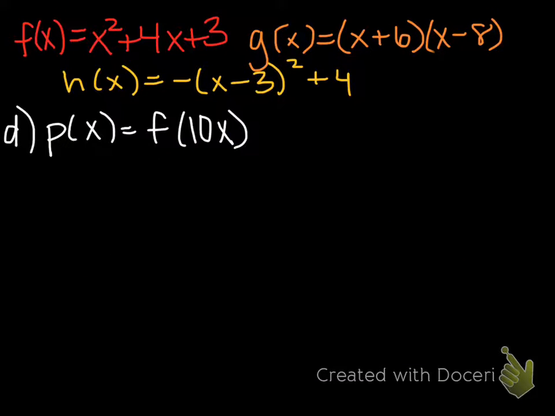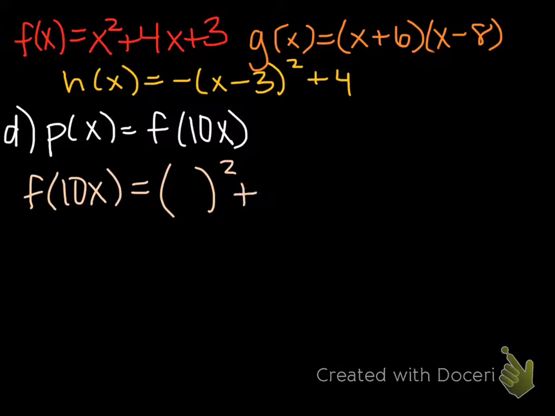You're going to notice a similar outcome for letter D. So for p of x, they just want you to evaluate the f function at 10x. So I'm going to go to the f function, and everywhere I see x, I'm going to replace it with 10x. So to get yourself set up, I have f of 10x. Again, everywhere I see x, I'm going to leave parentheses so that I can substitute in that 10x.